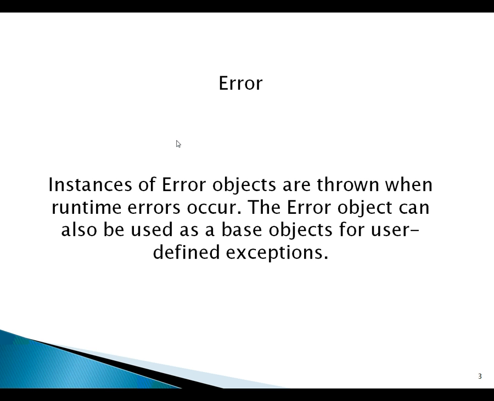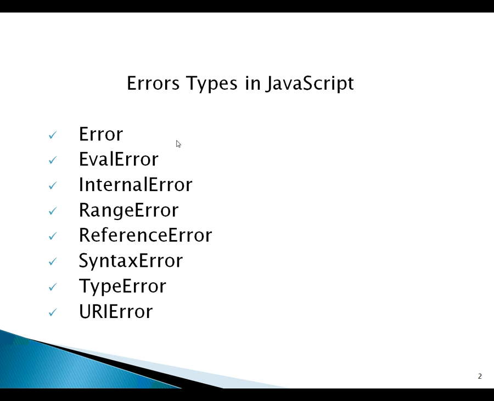Instances of error objects are thrown when runtime errors occur. The error object can also be used as a base object for user-defined exceptions. This is in general used by your application to throw your custom exceptions. These are unlikely to be thrown by the browser itself, because the browser implements its own set of exceptions, ranging from eval error to URI errors, for the types of exceptions that it encounters during our JavaScript code execution.